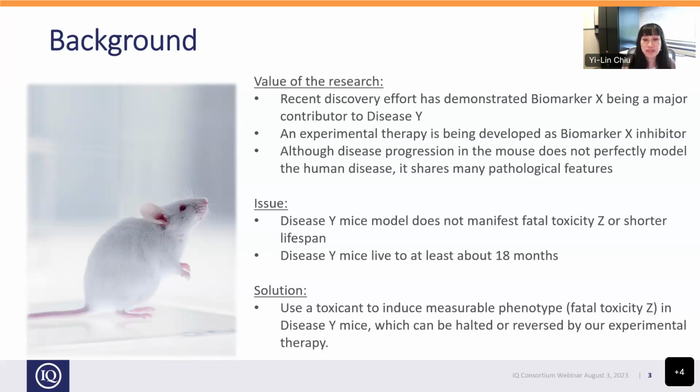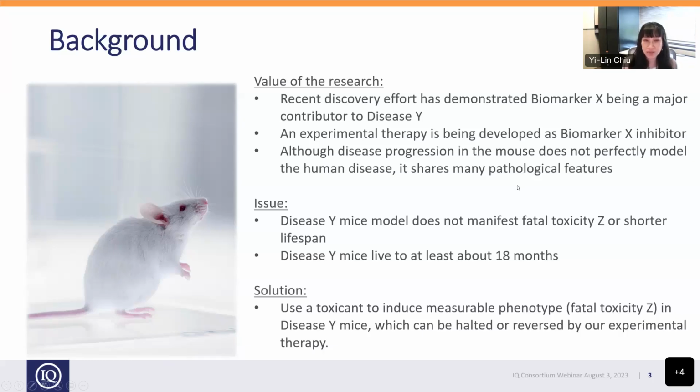Mice actually will live at least about 18 months. So one good thing about this is that we probably don't need a so-called vehicle or control group, because without the toxin treatment the mice will live. But then we want to apply a toxicant to induce a measurable phenotype, that is some kind of fatal toxicity, which can be halted or reversed by our experimental therapy.